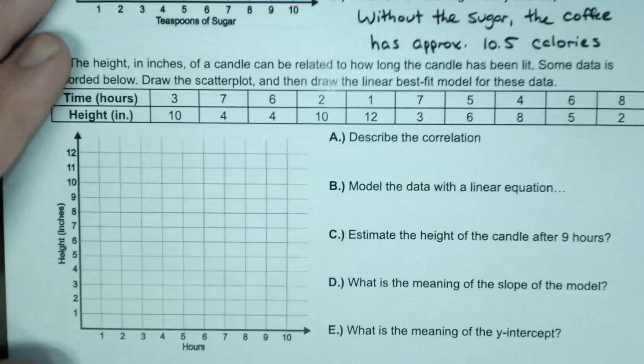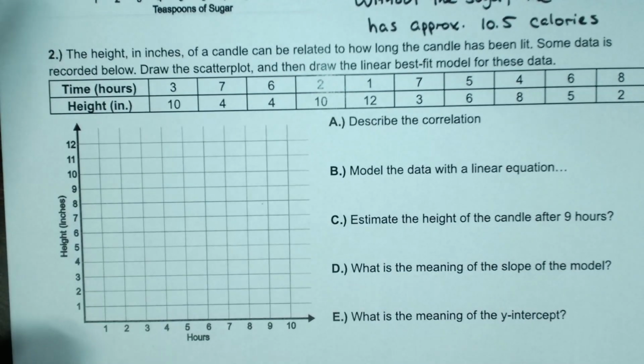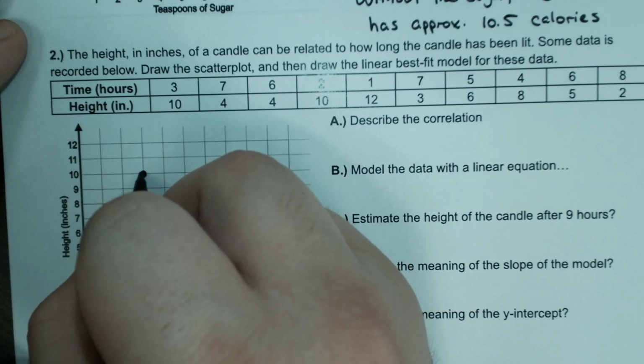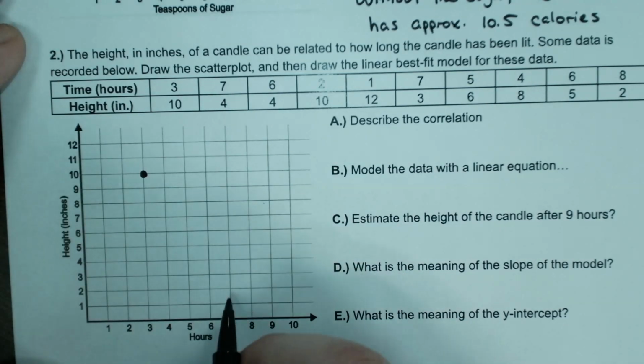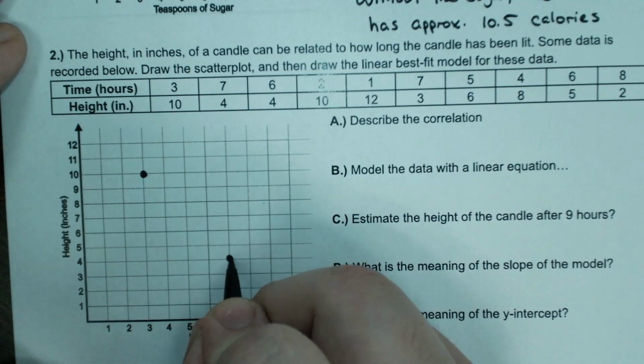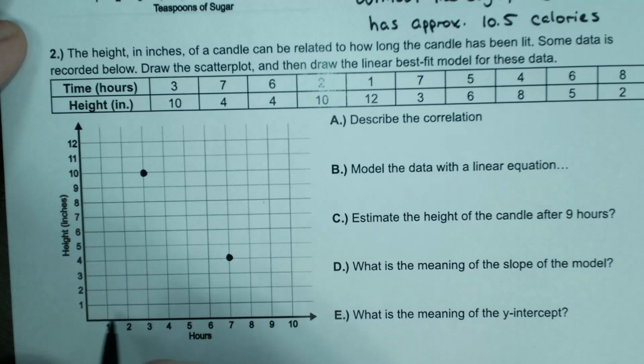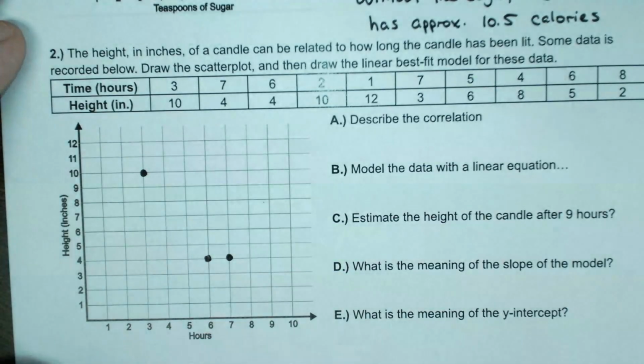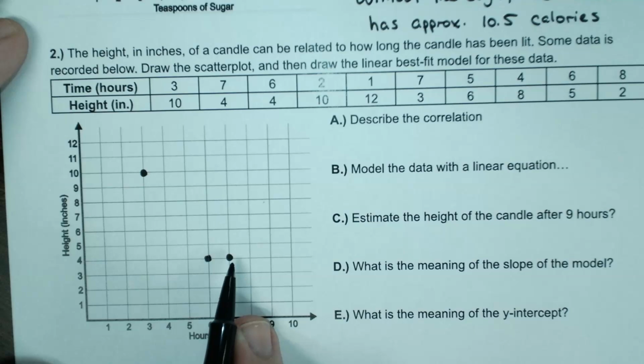So I'm going to go ahead and plot these points. This one I don't even have to eyeball. We've got 3, 10, 7.4, 6.4. So what that tells me is these are all different candles, because one candle took 6 hours to burn down to 4 inches. Another candle took 7 hours to burn down to 4 inches. There's just going to be some natural variation here.